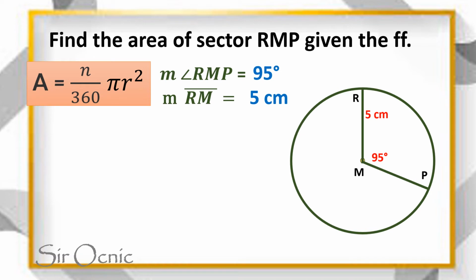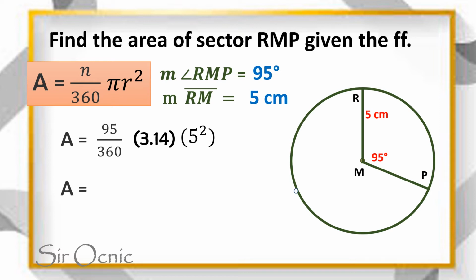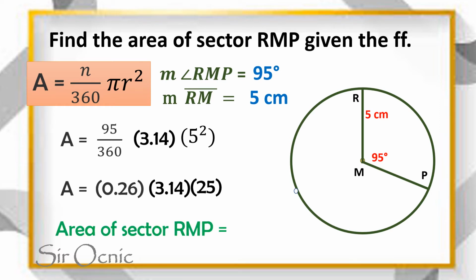Substituting these values to the formula for the area, we will arrive at area is equal to 95 over 360 times 3.14 times the square of r, which is equal to 5 squared centimeters. Simplifying 95 divided by 360, that is equal to 0.26 times 3.14 times the square of 5, which is equal to 25. Getting the product of the three numbers, you will arrive at the area of sector RMP, which is equal to 20.41 square centimeters.